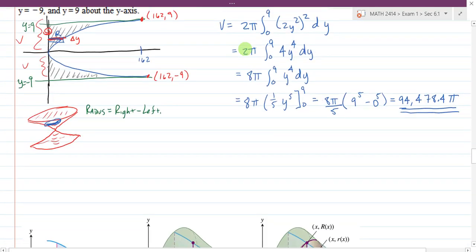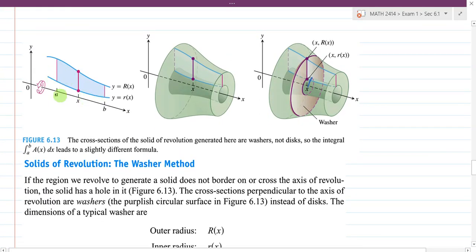But down here, our axis of revolution doesn't have any shaded region touching it. And so when we revolve this shaded region, we end up with a shape that has a hole inside. Well, that generates what's called a washer. And if you look at this shape right here, you see that it's a washer shape.